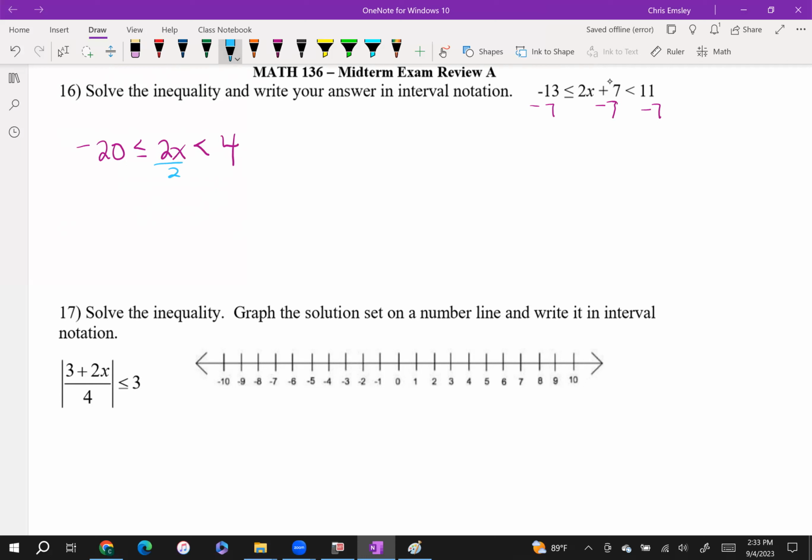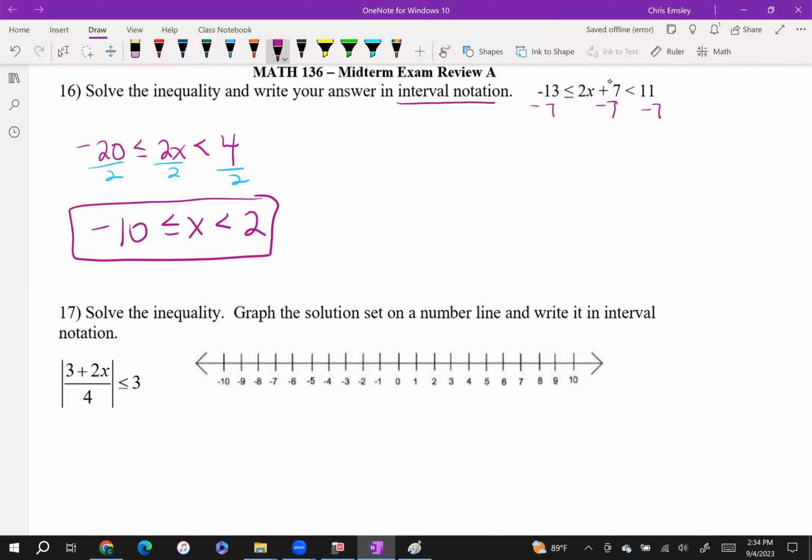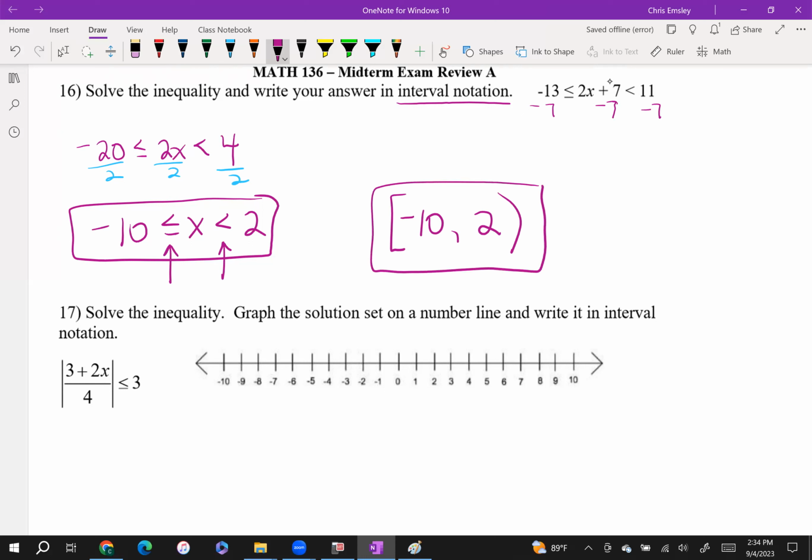Then my next step would be to divide by 2. I need to do it on the left and on the right. -20 divided by 2 is -10. And 4 divided by 2 is 2. This is my answer in inequality notation, but up here it's asking for interval notation. So this is saying x is greater than or equal to -10, and also x is less than 2. So x is bound by those two numbers, -10 up to +2. And my symbols, square bracket, goes with the x greater than or equal to -10, and the parenthesis goes with x less than 2. So we include the -10, but we exclude the 2.